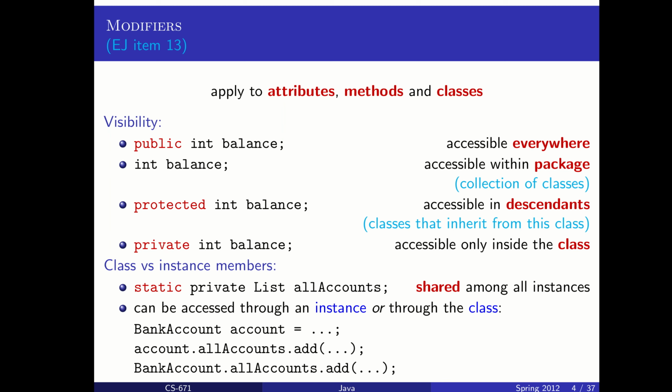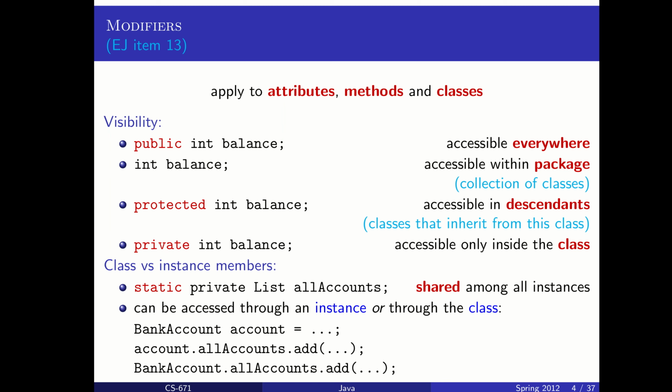Whereas static things belong to the class. So if I say there is a static list of all accounts, then that belongs to the bank account class. And so there's only one list of all accounts, thankfully, because a list of all accounts should only have one list of all accounts. So that allows us to track something for the whole class.